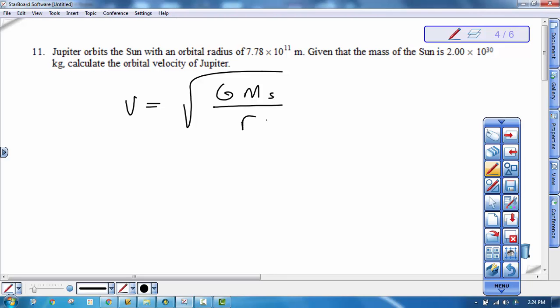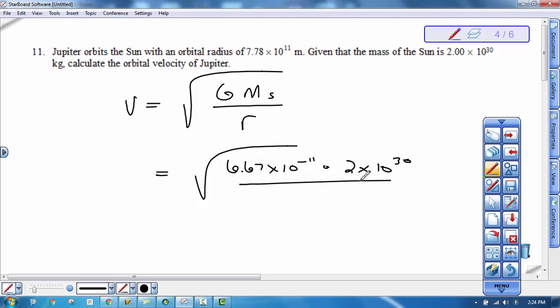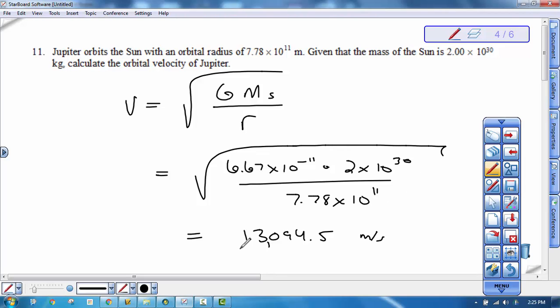Over the average distance between Jupiter and the sun. And we're given all those values. G is 6.67 times 10 to the negative 11 times the mass of the sun they gave us, which is 2 times 10 to the 30, divided by the average distance of 7.78 times 10 to the 11th. So if you do this in your calculator, you should get the answer of about 13,000 meters per second.